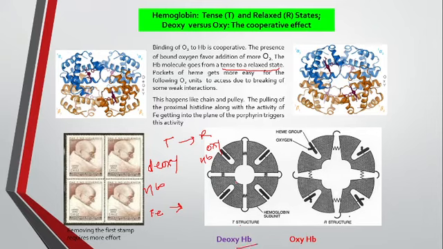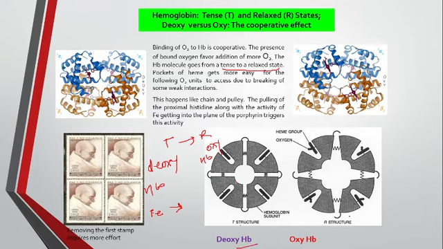Do you understand? Hemoglobin has two states: tense, that is T, and relaxed. The tense state is called the deoxy state, and the relaxed state is called the oxy state. This shows the cooperative effect.